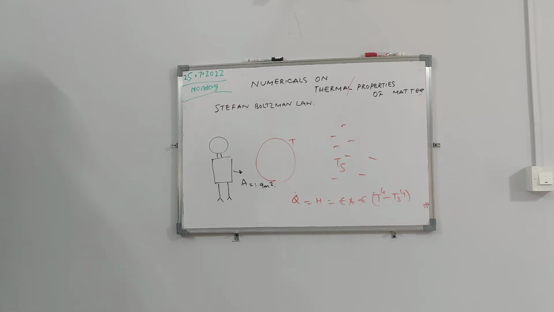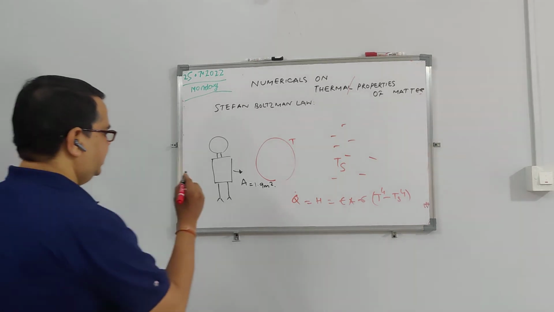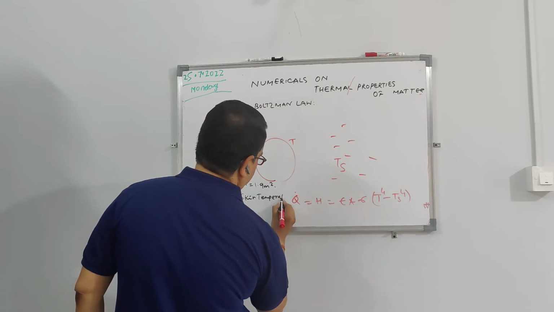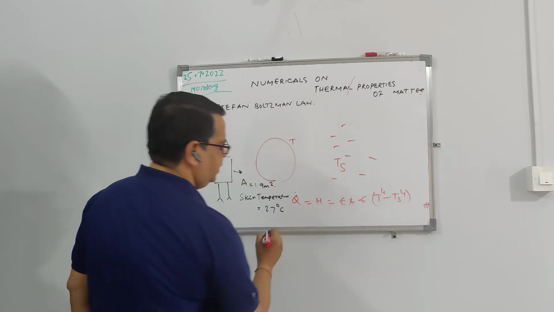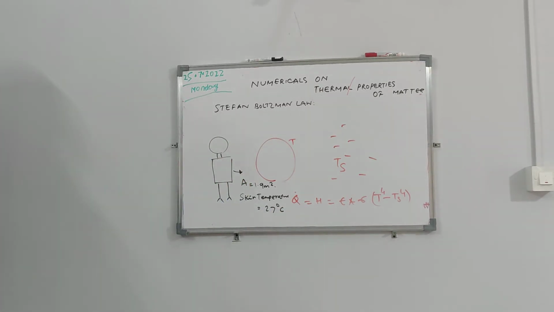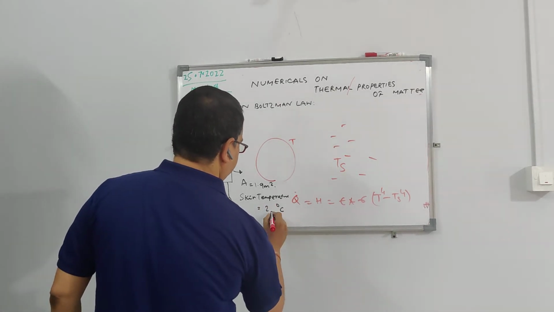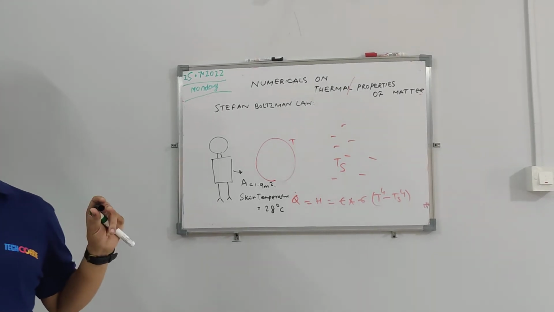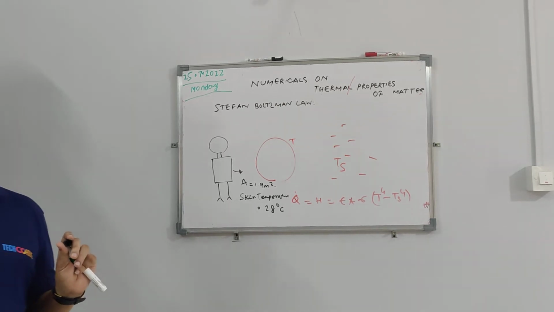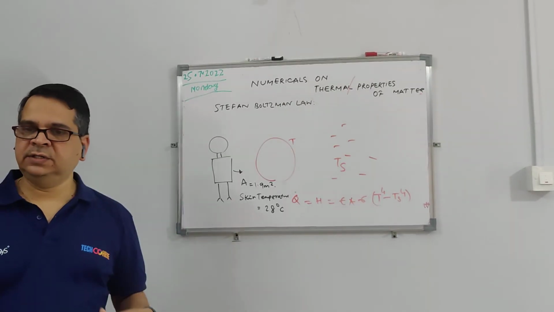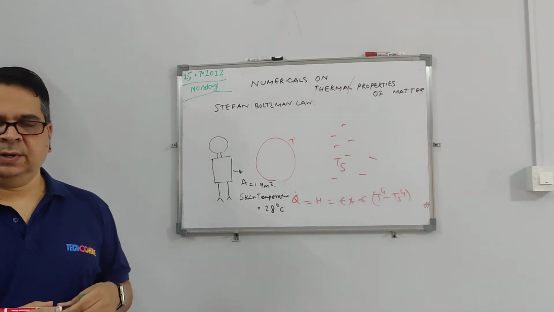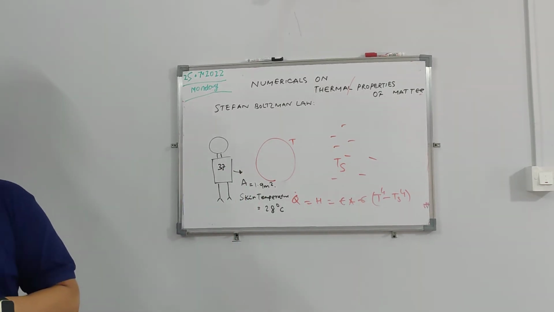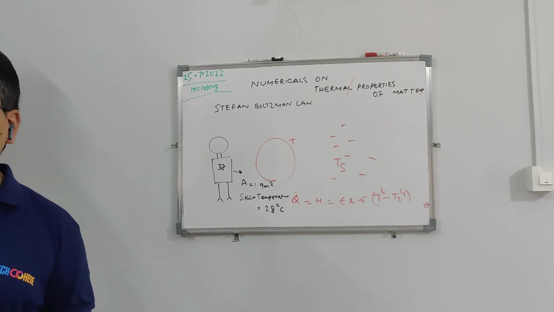So the skin temperature is 28 degrees centigrade. Sorry, 28 degrees centigrade. Don't confuse skin temperature with our internal body temperature. Our body temperature will always be in that range, 36 or 37 degrees. That is the normal, internal temperature. But we have to consider the skin temperature here, not the internal temperature. The internal temperature may be 37, but the skin temperature is 28. So the question is how much heat a human is radiating.